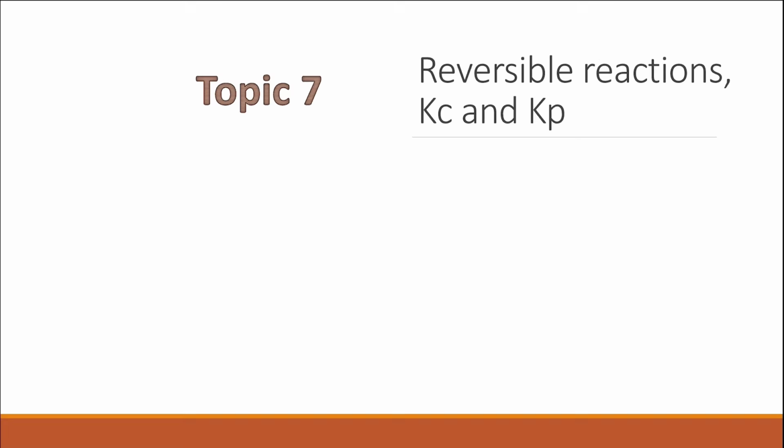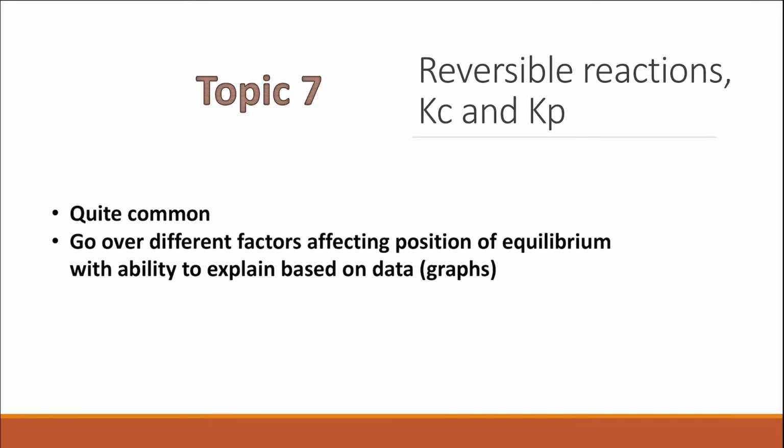Topic 7 is a reversible reaction, Kc and Kp. It's quite common in paper 3. So you need to go over the different factors affecting the position of equilibrium, with the ability to explain that based on data. They're not going to ask you the question in a raw format, but they're going to provide you with data from an experiment and ask you to explain whether this reaction is actually exothermic or endothermic. So it's more about application rather than asking you about the basic knowledge of the topic. Also, they could ask you to calculate the Kc or Kp from the data of the experiment.